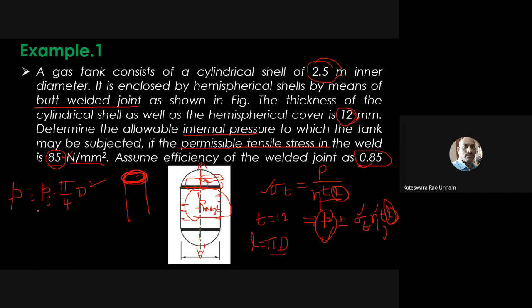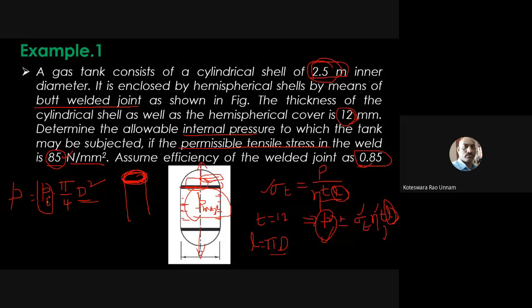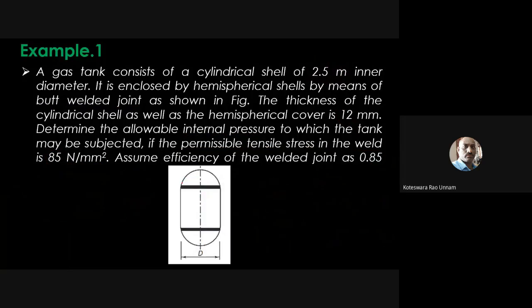Then I'll take this P value and substitute it here, which is equal to pressure into pi into 5 by 4 D square. Here the pressure is unknown to us, and D is given as 2.5 meters, but you need to convert this into mm, so 2500 mm squared. Then from that I can calculate the pressure. That is the straightforward solution. The only thing you have to do is estimate the area of the weld, and then you are done with your problem.